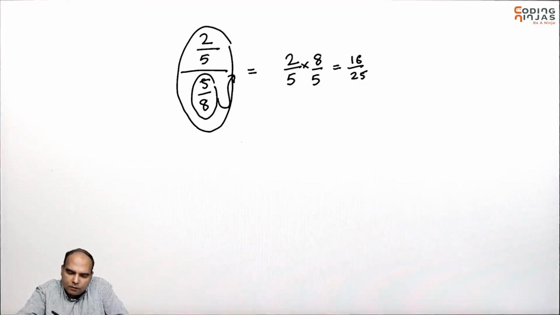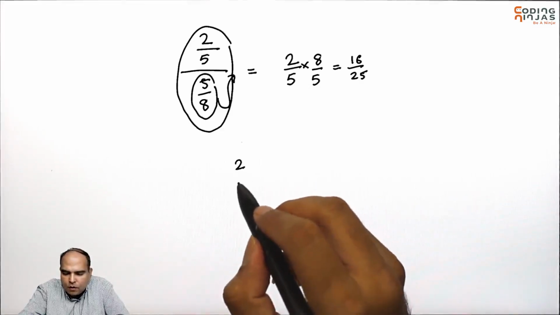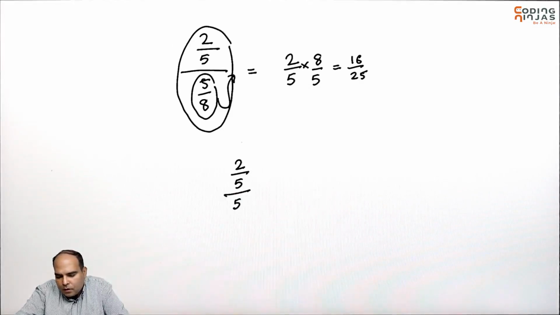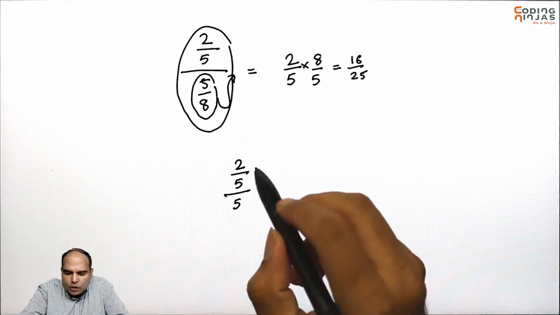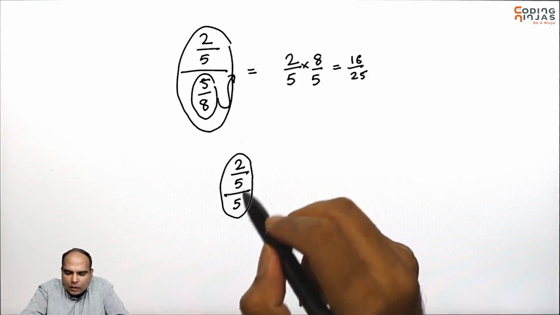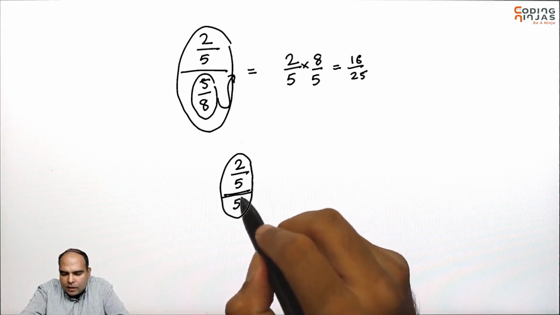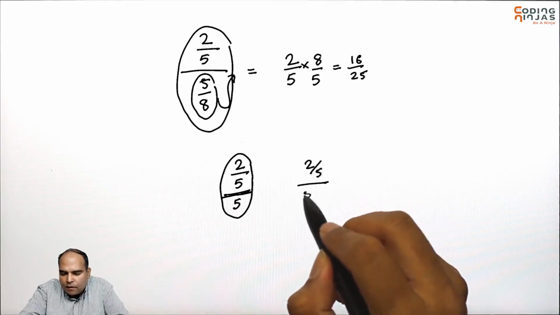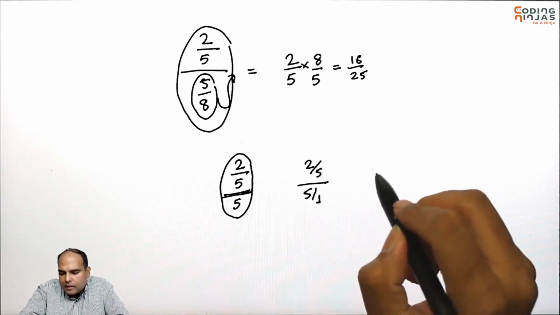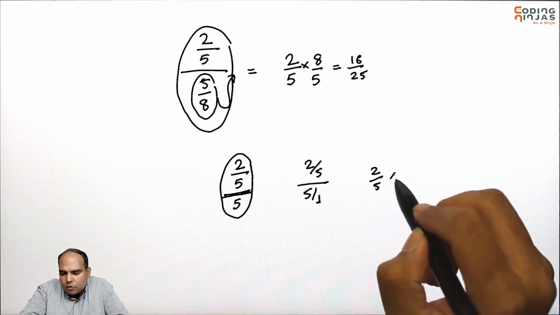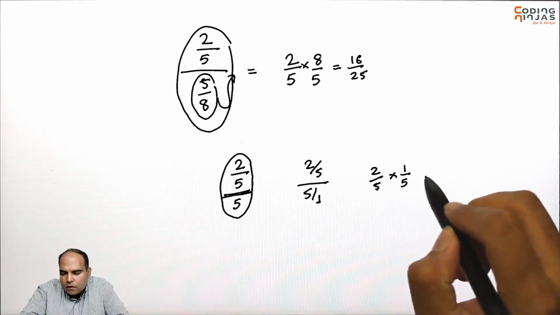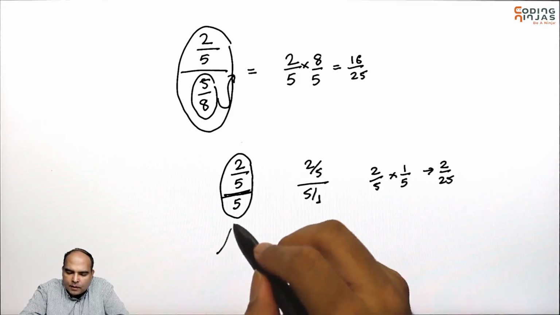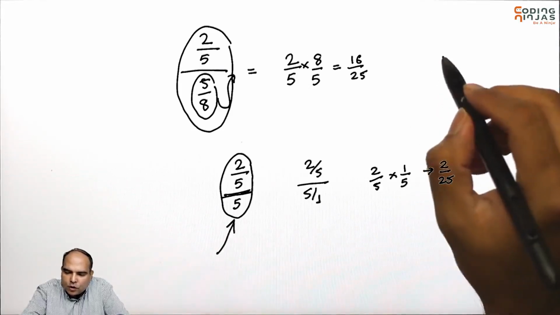And instead of that, if I face a situation of 2 by 5 divided by 5, for example, I should be able to visualize this. If my divisor is not a ratio but actually an integer, I should be able to visualize this as 2 by 5 upon 5 by 1. And then the same logic applies. This becomes 2 by 5 into 1 by 5. So this becomes 2 by 25. So you should not get perplexed if you have this kind of a situation.